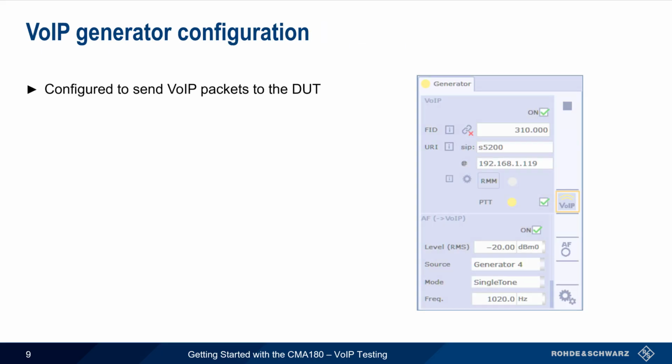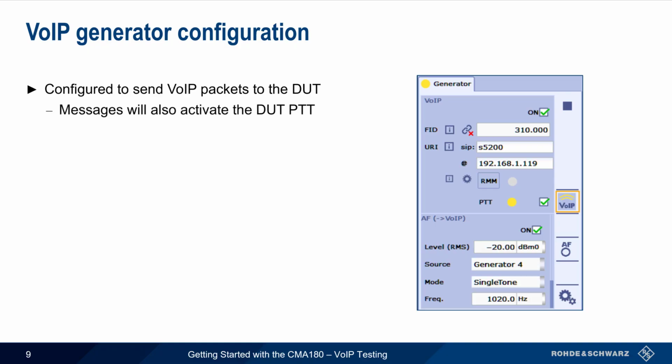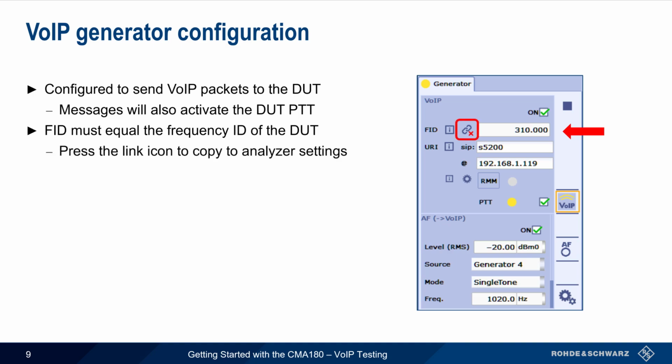The first step is configuring the generator to send VoIP packets, as well as to send messages to activate the PTT, or push-to-talk function, of the device under test. The most basic configuration parameter is the frequency ID, which must be the same as the frequency ID of the device under test. Pressing the link icon to the left will copy this frequency ID to the analyzer settings.